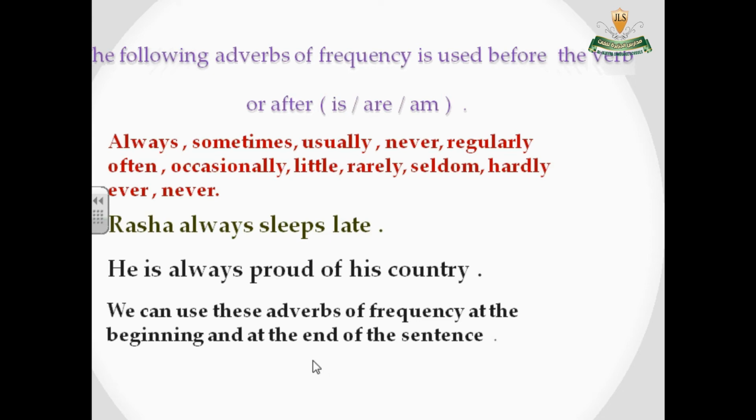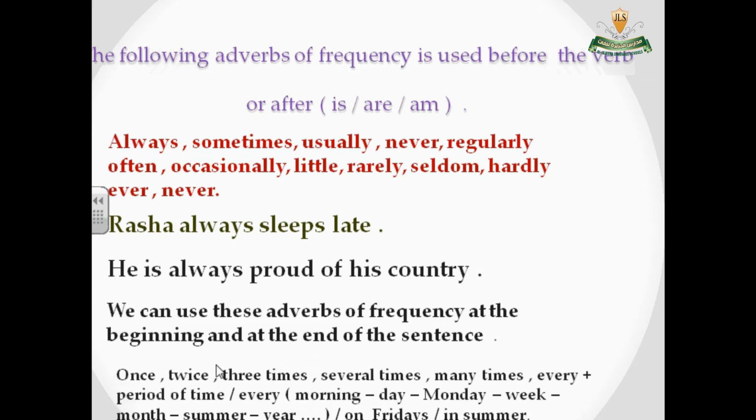There are also other adverbs of frequency which we are going to learn. These adverbs are used at the beginning of the sentence or at the end of the sentence: once, twice, three times, several times, many times, every period of time, every morning, every day, every Monday, every week, every summer, on Fridays in summer.